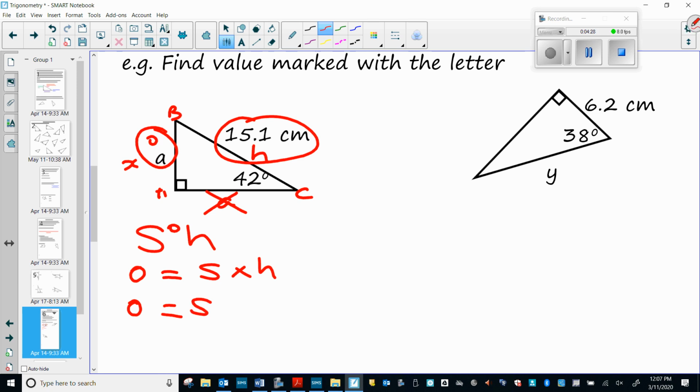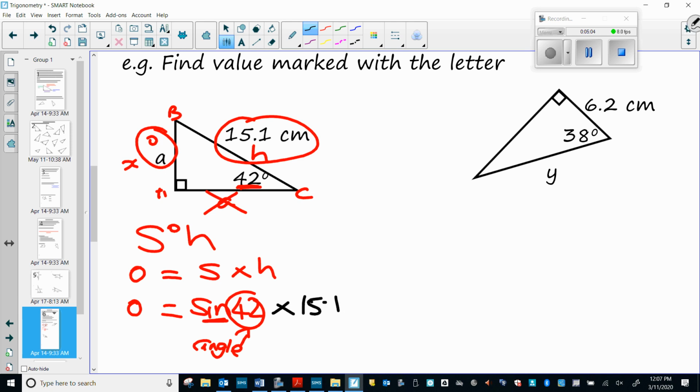Now, what does the S stand for? Sine. Now, you can't ever input into your calculator sine on its own. Sine has to always go with the angle. Okay? So we would always write here sine 42. And your calculator automatically opens up a bracket. Okay? So your sine always has to go with the angle. And then you would do multiplied by H, which in our case is 15.1.